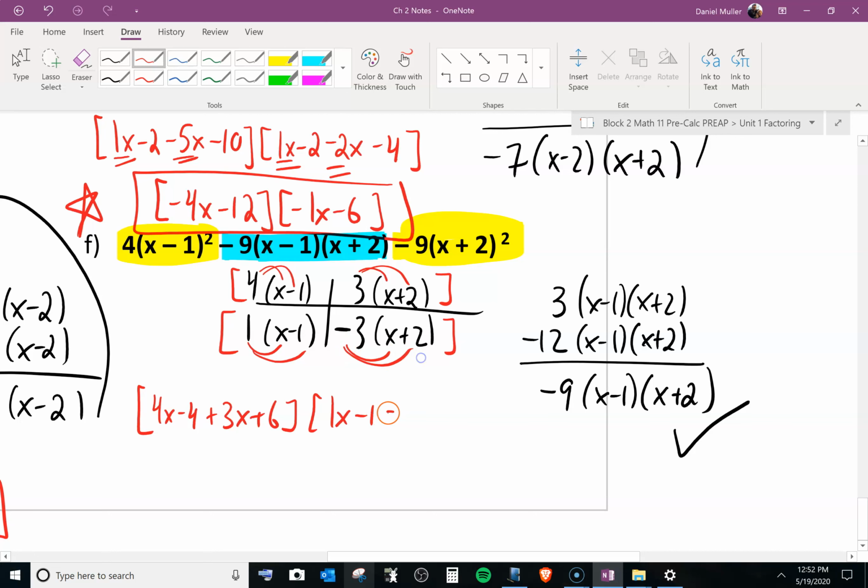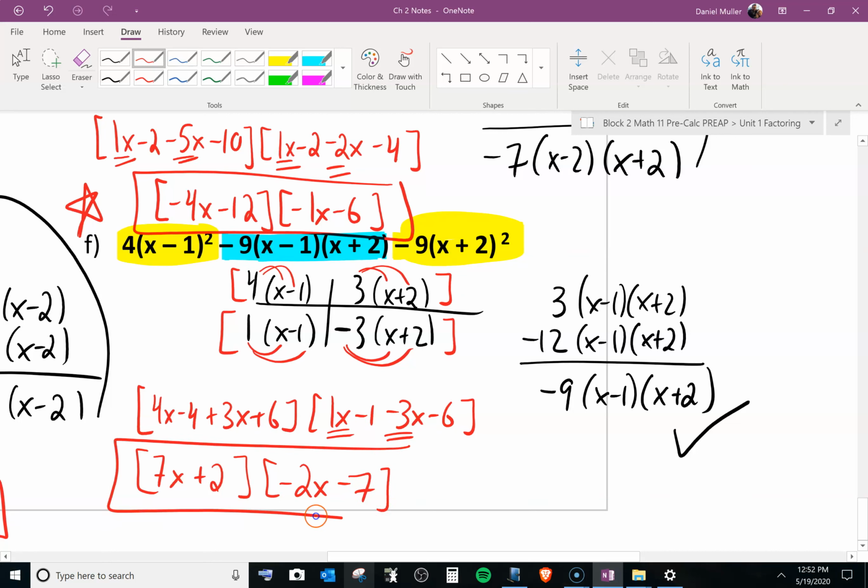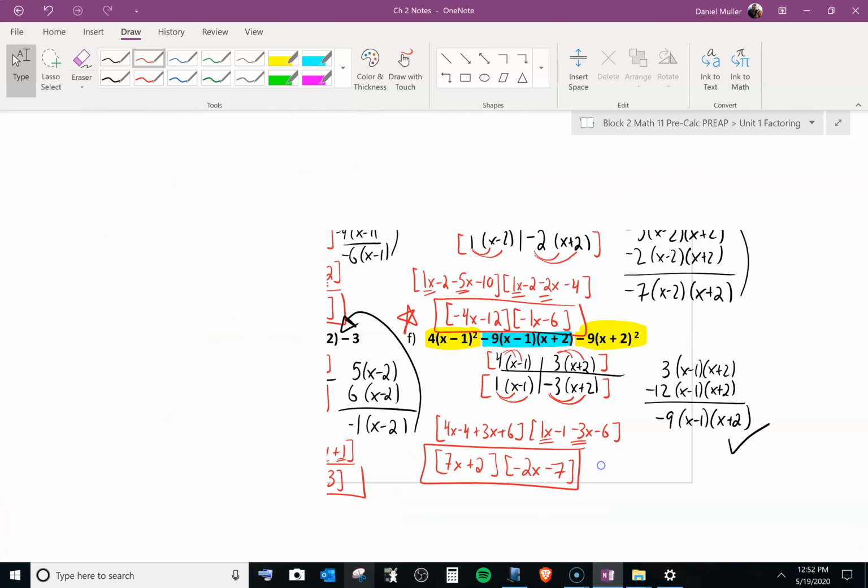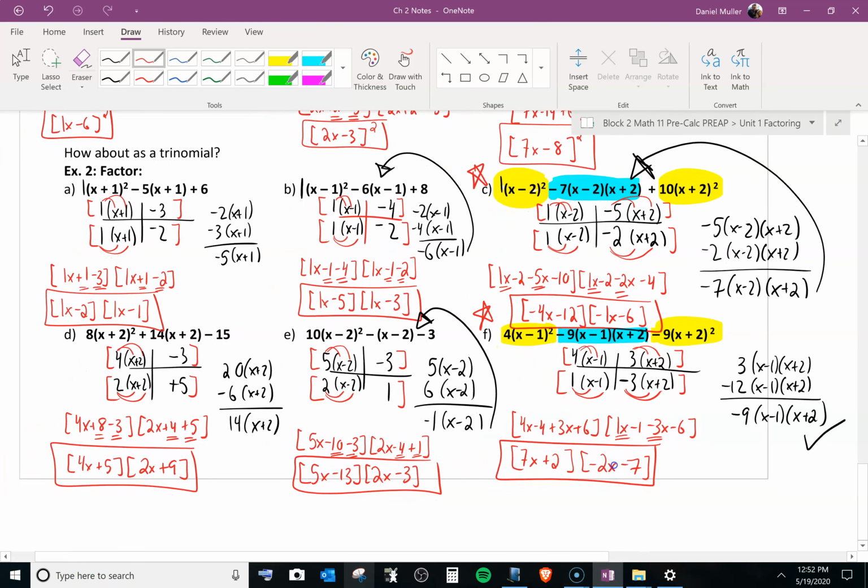Negative 3x minus 6. So 4x and 3x get me a 7x. 6 minus 4 is a 2. And then this one, 1x minus 3x is a negative 2x. Negative 1 and negative 6 is negative 7. So that is now fully factored. So if you need to pause it here, you can to write this down. I'm just going to zoom this out so I can see the 4 questions that I did.